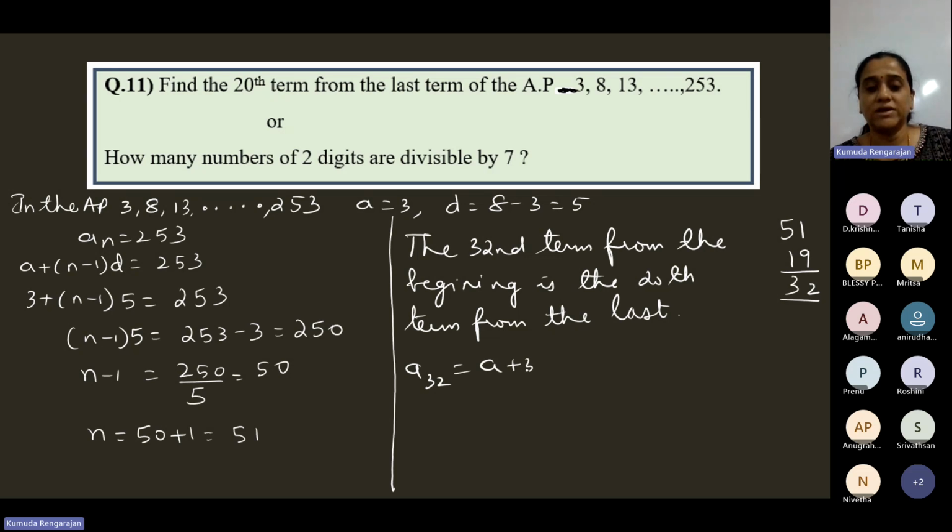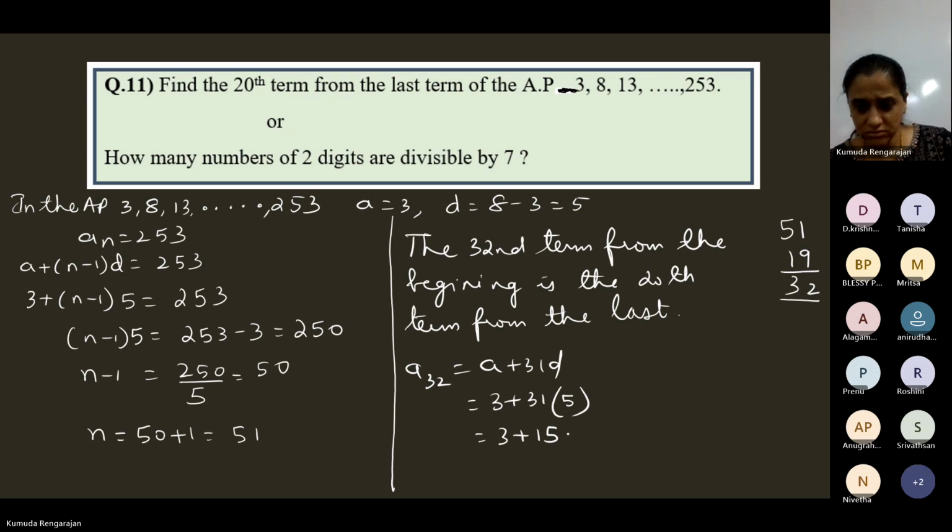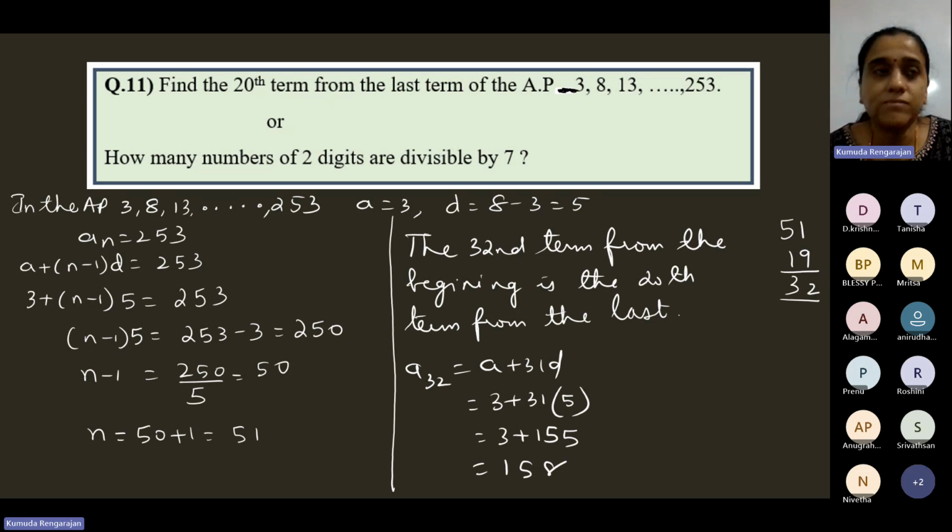A plus 31D. A is 3 plus 31 into 5. So 3 plus 155, 158, correct? 158, correct.